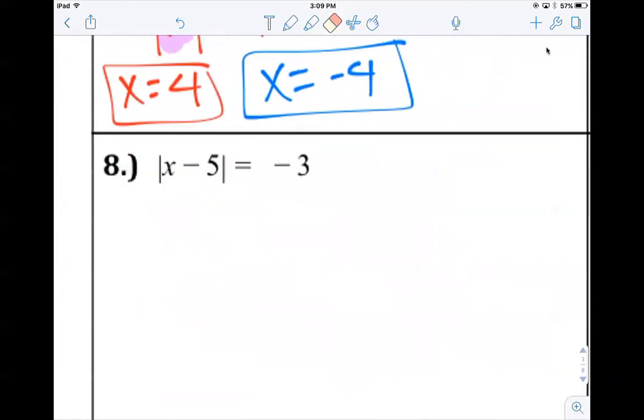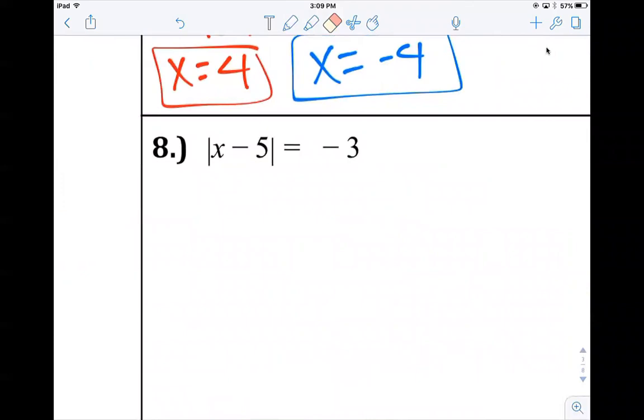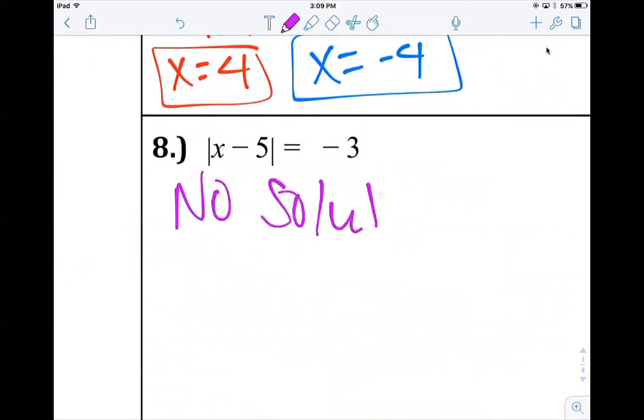The last one is kind of a trick question. So before anybody gets started, this is no solution. And the reason why is because you have absolute value by itself equals a negative number. There's nothing that you could plug in here and take the absolute value of to make it be a negative 3. There's no way. It's always going to be positive.